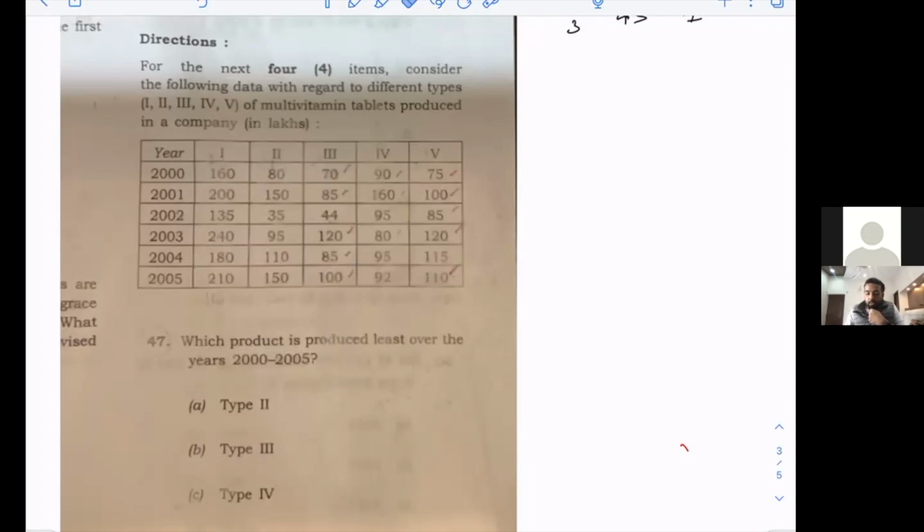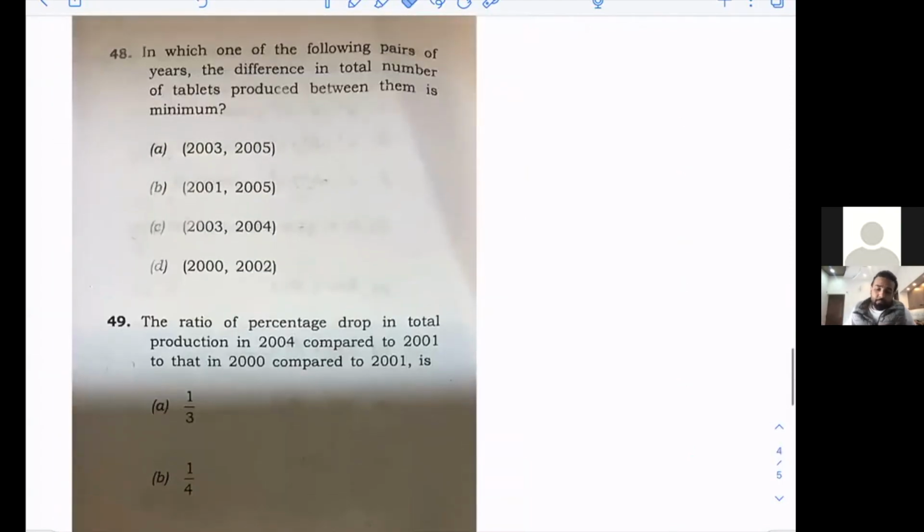ये टोटल. अगर हम वर्टिकली देखें this would be the entire thing, right? अगर हम इसको ऐसे देखेंगे ये पूरा टाइप 1 प्रोडक्ट 2000 से 2005 का है. तो हमें एक ऐसे एडिशन ऐड करना पड़ेगा. नेक्स्ट क्वेश्चन देख लेते हैं इजी करने के लिए.